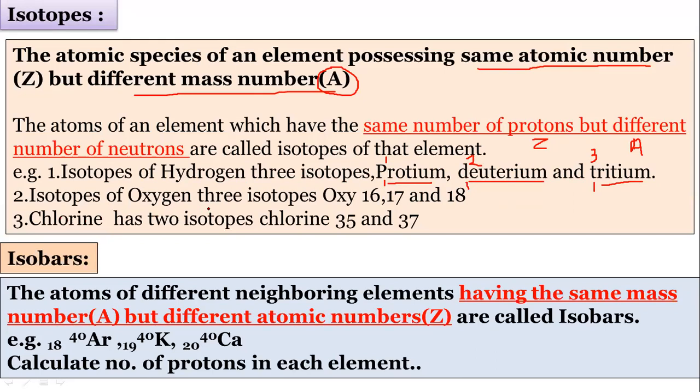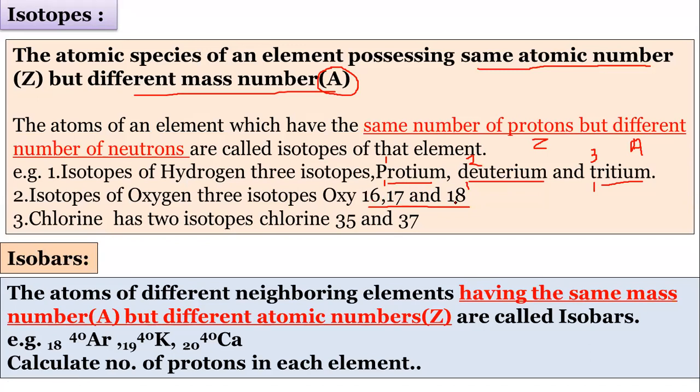Some isotopes of oxygen are also given. Oxygen having the 3 isotopes, 16, 17 and 18. Chlorine has 2 isotopes, 35 and 37. Here I want to ask one question. So I am unmuting all. Tell me, here 16, 17 and 18. What is the atomic number of oxygen? These are the mass numbers.